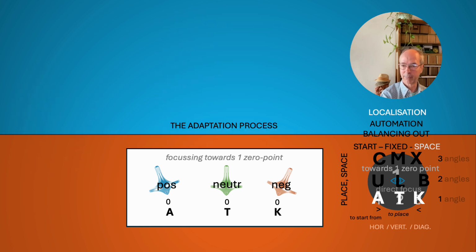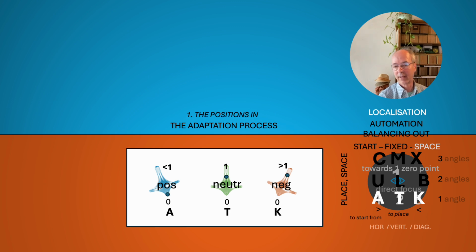But let's focus upon an example of an adaptation process with the first 3 letters, the A, T and K. So A is around the 0 point, T is around the 0 point, K is around the 0 point, but it goes towards it. So it feels positive that we gain something. It's neutral when we are in the middle, and it's becoming negative. The localization point is the first thing that is important. That's where we're going to find our main important point.